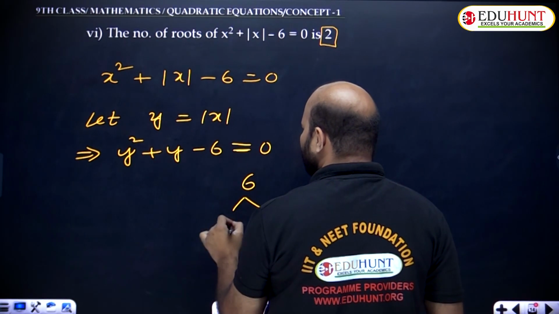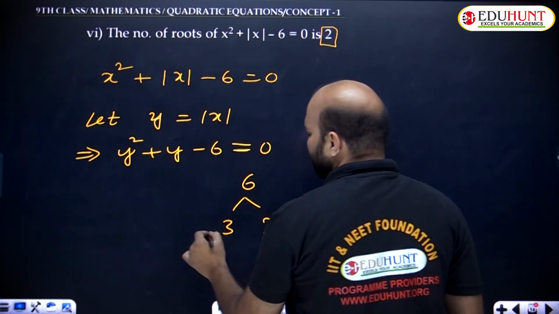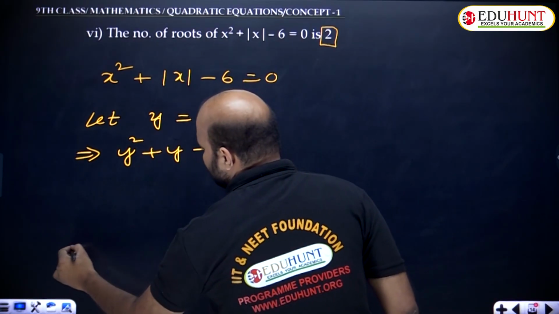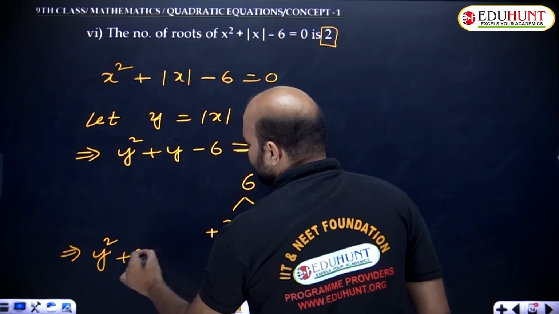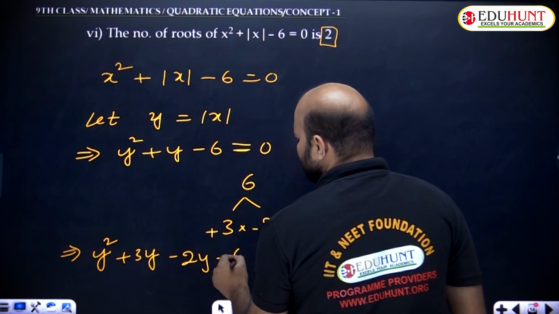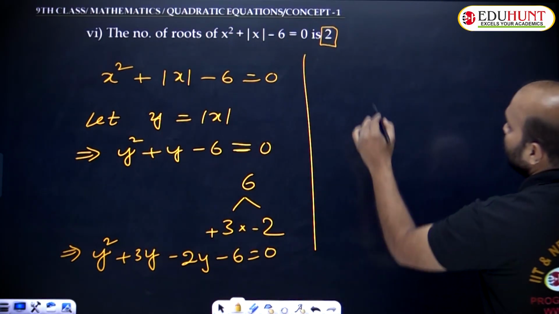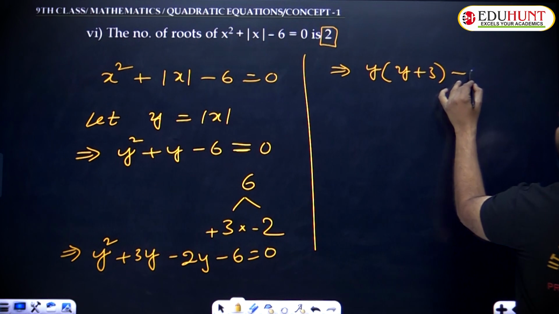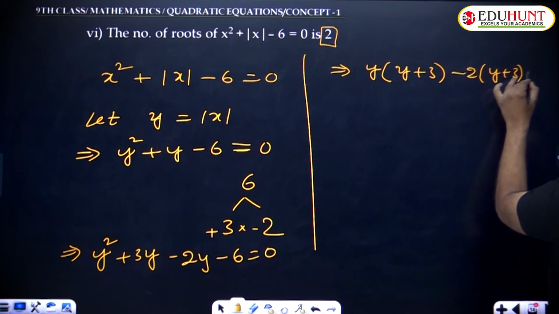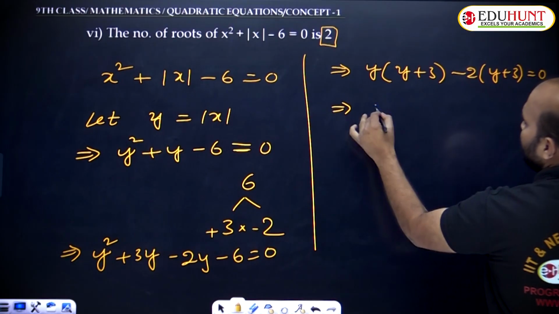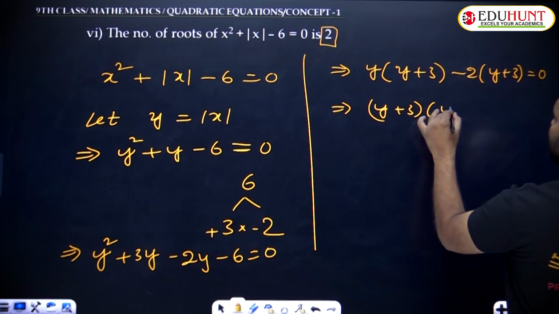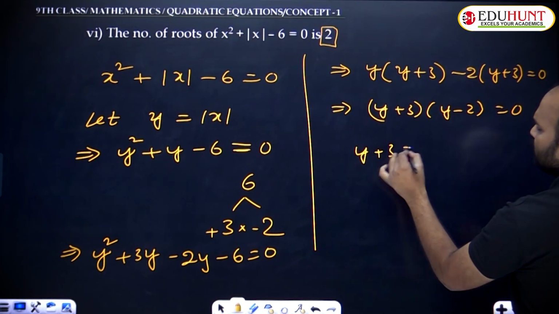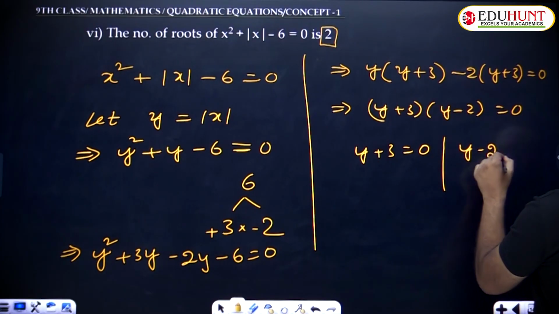The constant value 6 can be written as 3 into 2, but here the y coefficient is plus 1, so plus 3 minus 2. It can be written y square plus 3y minus 2y minus 6 equals 0. In the first two terms, y is common, so y into y plus 3. In the next two terms, minus 2 is common, so minus 2 into y plus 3 equal to 0. So y plus 3 into y minus 2 equals 0. Am I clear? Nothing but y plus 3 equals 0 as well as y minus 2 equals 0.